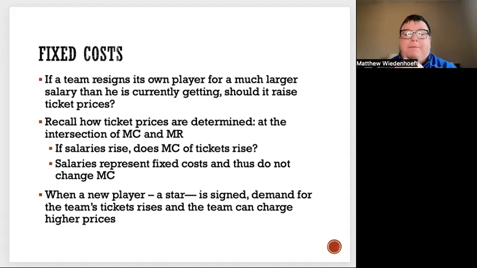Well, salaries are fixed costs, so no, it doesn't change marginal cost. Because whether that player plays 20 games or 82 games, like we see in the NBA, they're paid the same amount. So they are a fixed cost. And when a new player, maybe a star, is signed, demand for that team's tickets goes up. So their ticket prices are going to go up. Demand goes up, price is going to go up. They can charge that higher price.